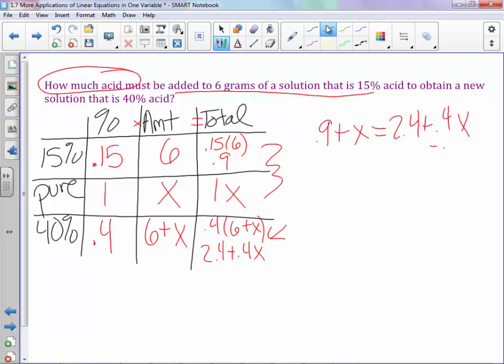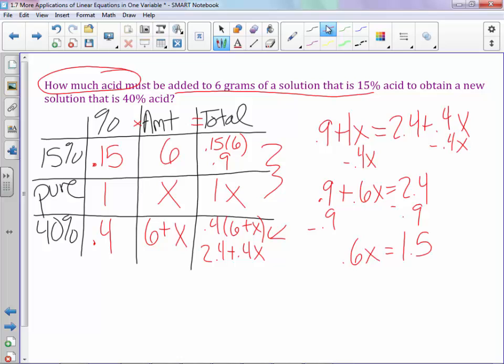Let's get our x's together. So we have 1x minus 0.4x. So we've got 0.9 plus 0.6x equals 2.4. Subtract our 0.9. We'll get 1.5 divided by 0.6. 2.5 grams is how much we are adding. The key thing on this whole entire section is remembering those charts and setting them up correctly.